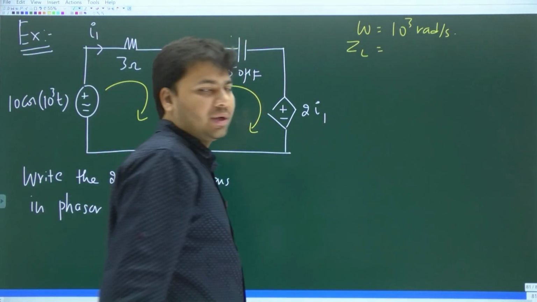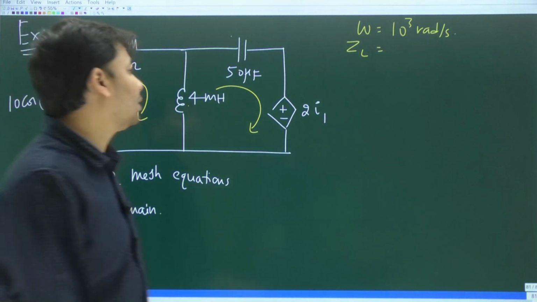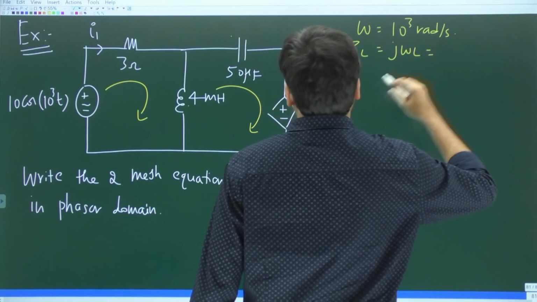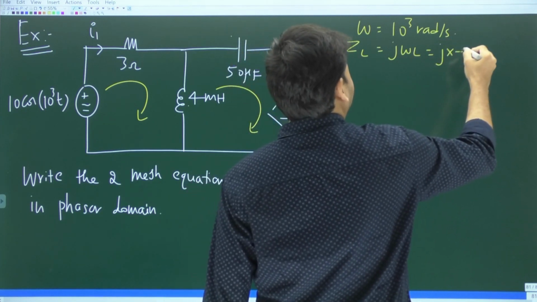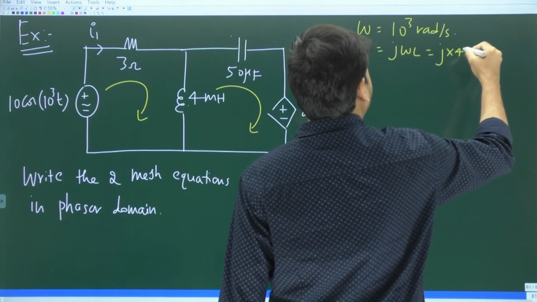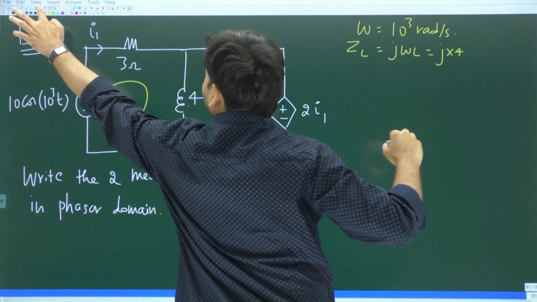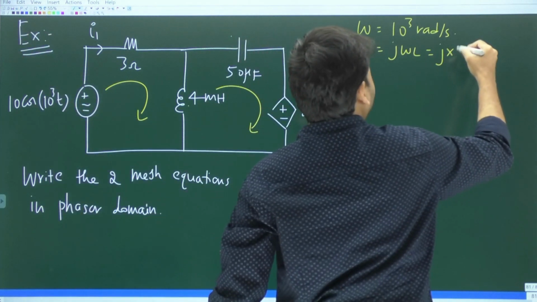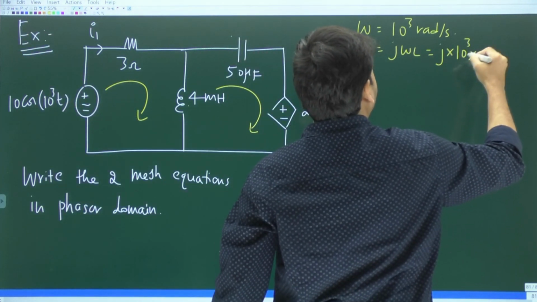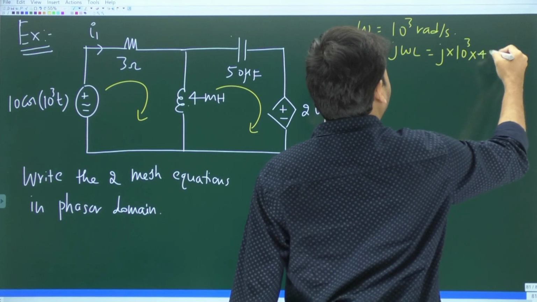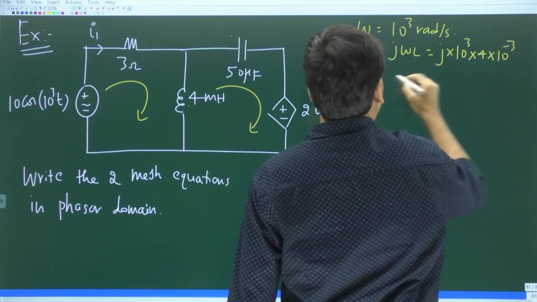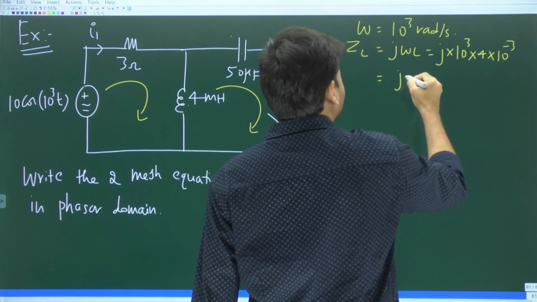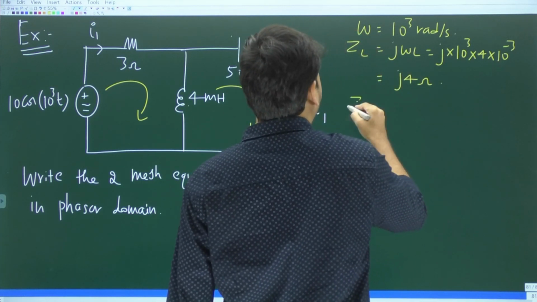ZL is going to be the impedance of the inductor. Is it not going to be j omega L? So j times 4 milli, right? No. First is what? Omega, which is 10 power 3, and then the inductance, which is 4 milli, 4 into 10 power minus 3. 10 power 3 into 10 power minus 3 is what? Just 1. So is it not going to be j4 ohms?